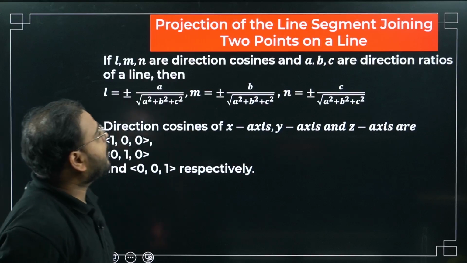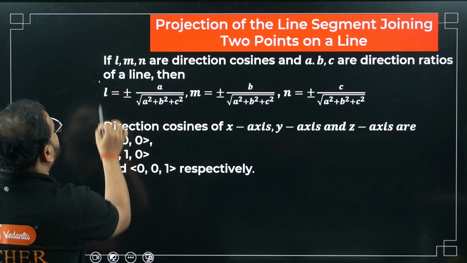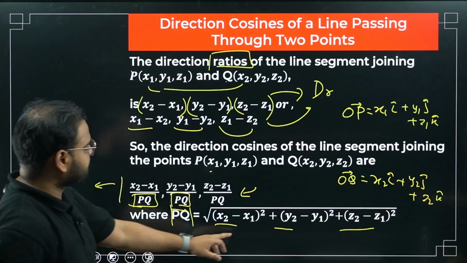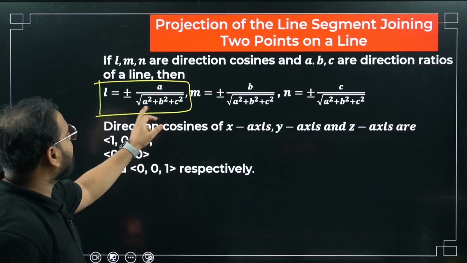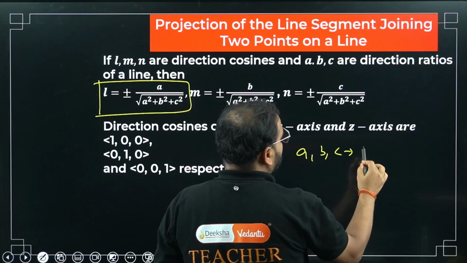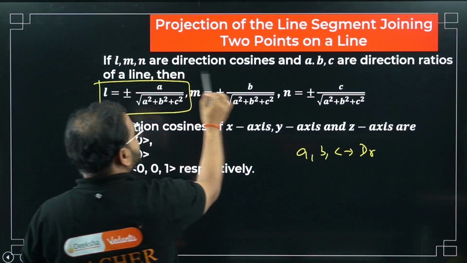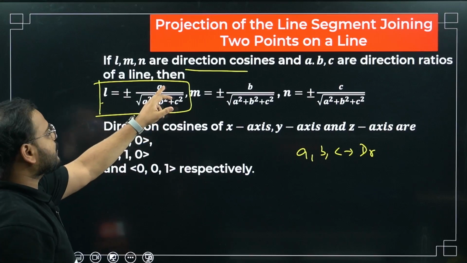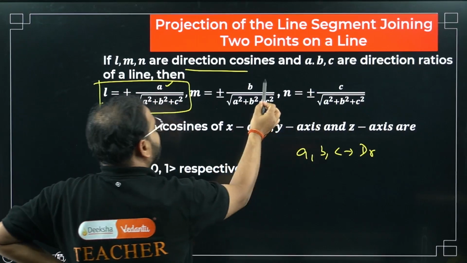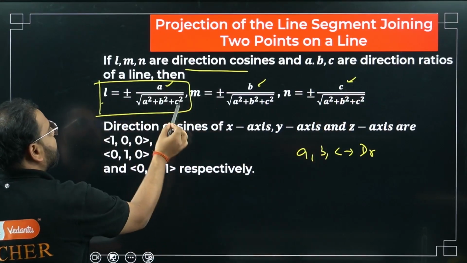Now, projection of the line segment joining two points on a line. The relation is the same thing as before. A, B, C are my direction ratios here. If I'm looking to find L, the direction cosines, I can write it in terms of these. A is for the x component, B is for y, and C is for z. So L is A upon the square root of A square plus B square plus C square.